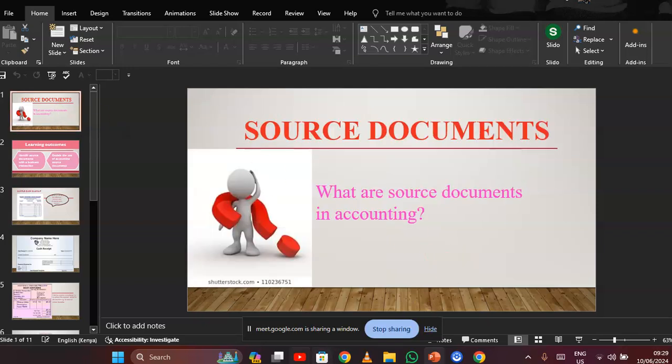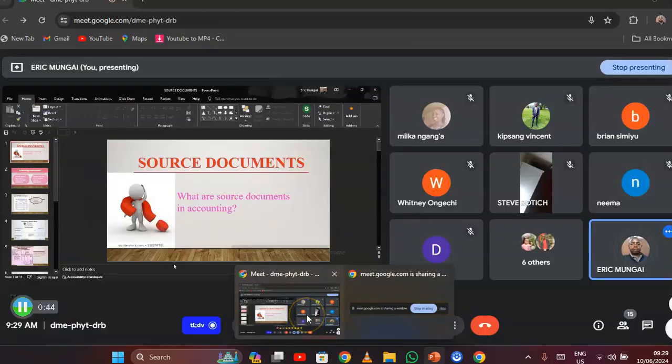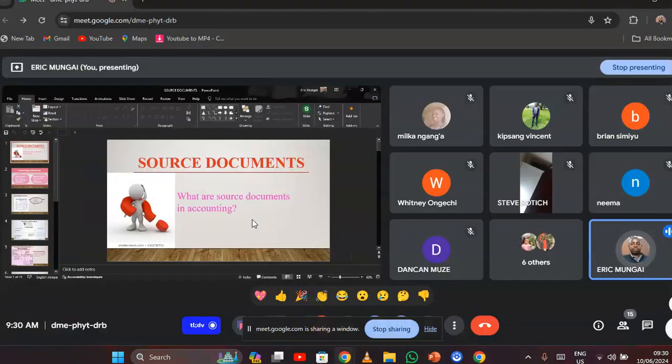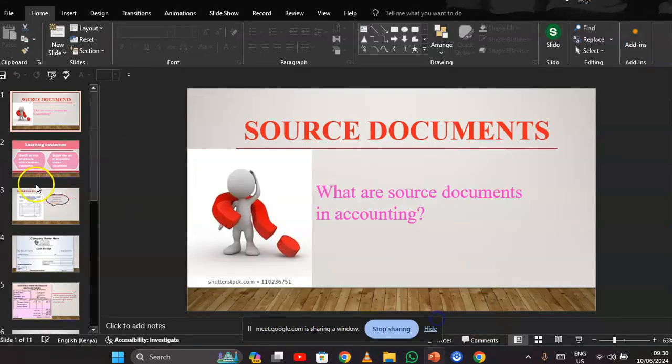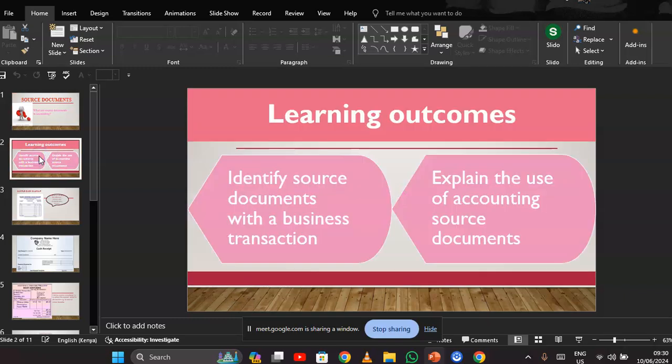Okay, thank you. So we are going to discuss source documents. The question we are asking ourselves: what is or what are source documents as used in accounting? The learning outcome of today's class: by the end of the session, we will be able to identify source documents with a business transaction. Then we will be able to explain the use of accounting source documents.